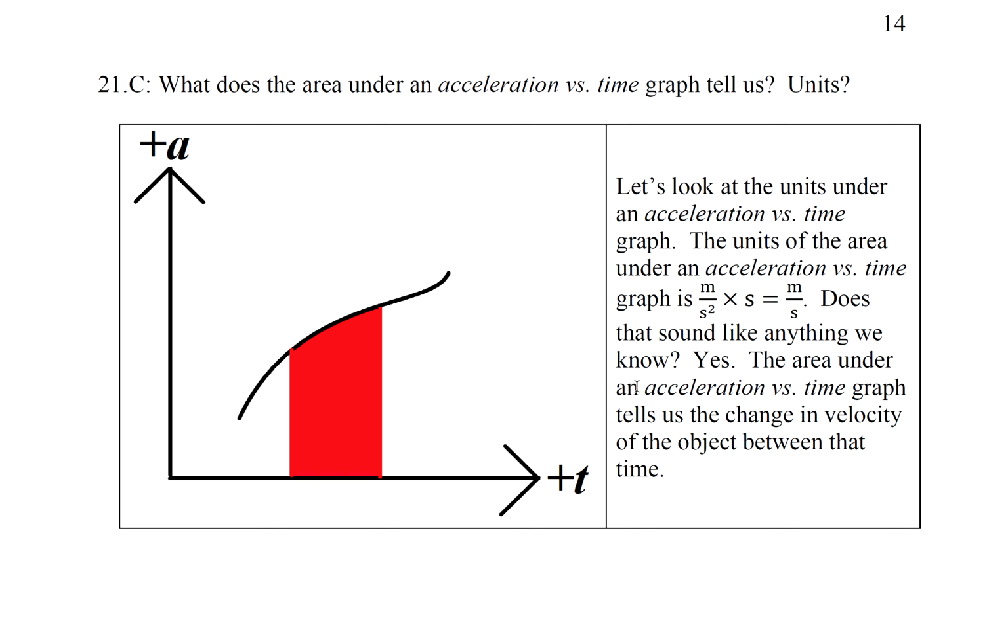What does the area under an acceleration versus time graph tell us? It's going to have units of meters over second squared times seconds, which is meters over second. So the area under this graph is going to tell us the change in velocity between these 2 points in time.